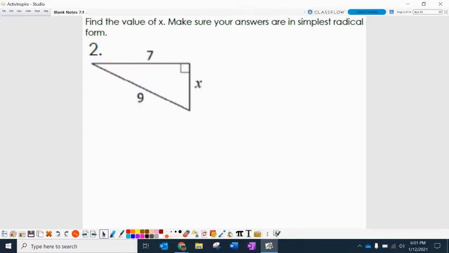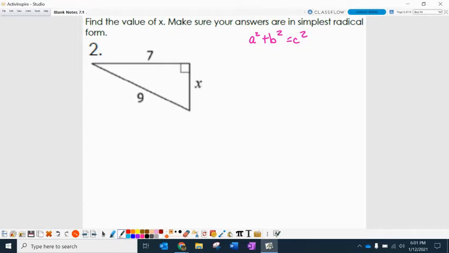Okay, let's take a look at our next problem. Okay, so it is a right triangle, so we're okay to use our Pythagorean theorem. Now remember, we said the Pythagorean theorem says that a squared plus b squared equals c squared, where c is the hypotenuse. All of these are just variables, and so we can switch them out with any other variable.